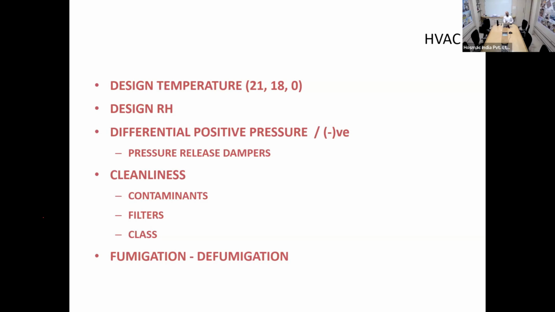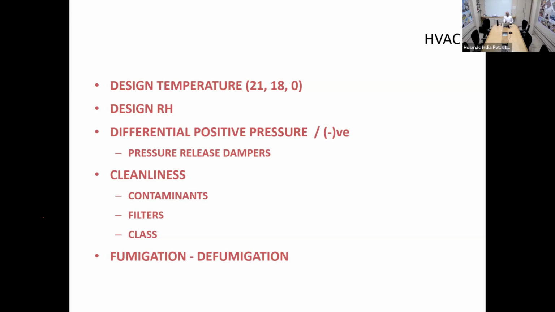Design RH that we need to maintain. RH is relative humidity, should be between 50 to 60%. Anything below 50 would also mean that the users are a little uncomfortable. There could be generation of static electricity. And then anything above 60 would mean that you are likely to see a lot of condensation on the walls. So this is a very optimal range that you want to maintain, 50 to 60, to maintain optimal conditions inside the operating room.